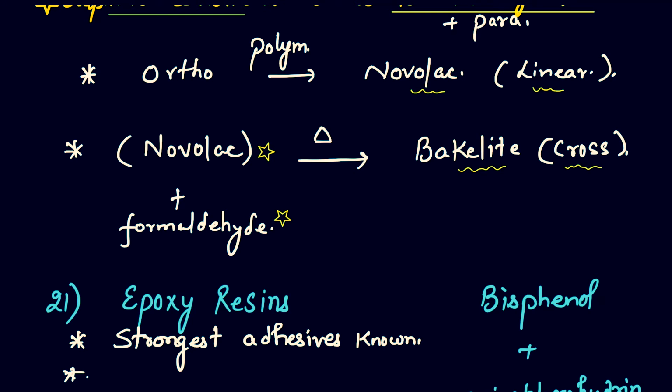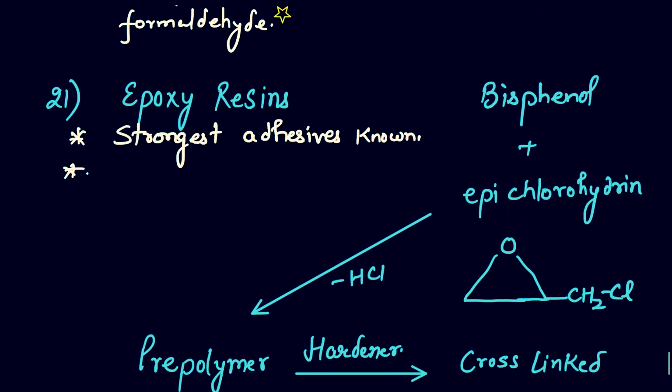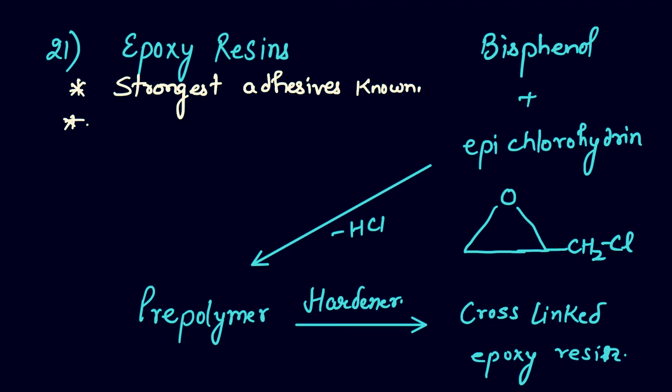Now our next polymer is epoxy resin. Its monomers are bisphenol and epichlorohydrin. First, there will be a release of an HCl molecule to form a pre-polymer. Then in the presence of a hardener, it forms cross-linked epoxy resin. These are basically the strongest adhesives known.